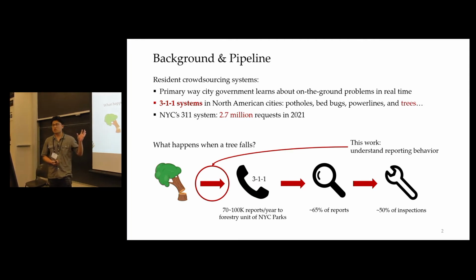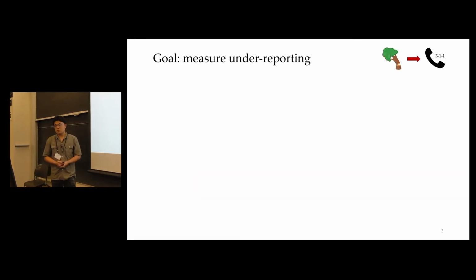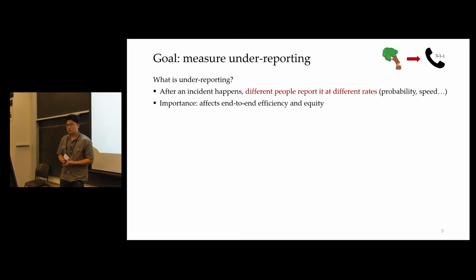That is, we want to understand the reporting behavior of residents. More specifically, our goal is to measure underreporting. What we define as underreporting is the phenomenon that after an incident happened, different people reported at different rates. Now, there are different interpretations of this word rates. What we're mostly concerned with here is the speed at which people report these incidents.